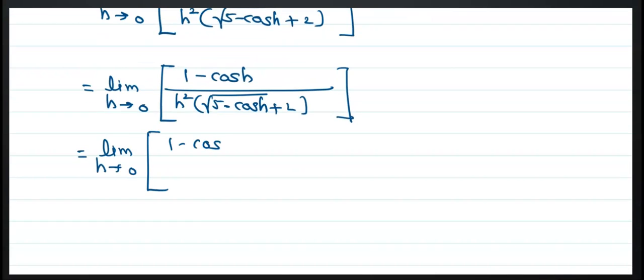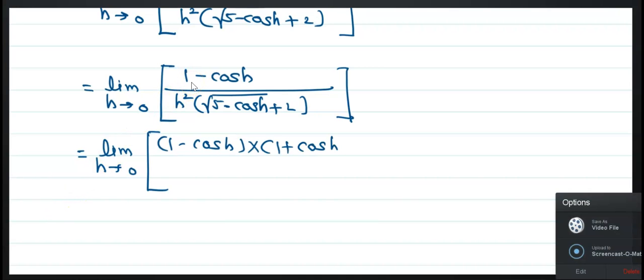Therefore, limit h tends to 0 of 1 minus cos h. Now here again we have 1 minus cos h. We will not apply the formula, that's why we get the fraction there, that is 2 sin squared h upon 2. To avoid this fraction, we multiply the numerator and denominator by 1 plus cos h. Now see this here.